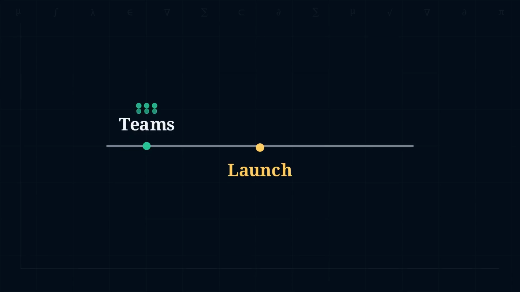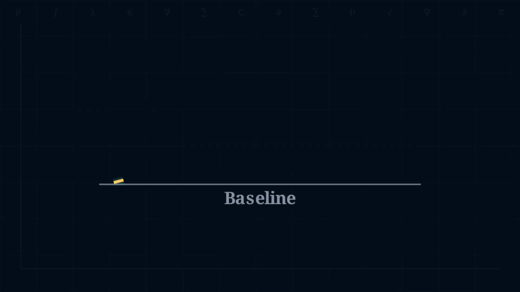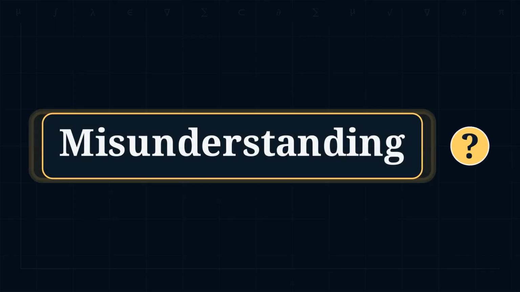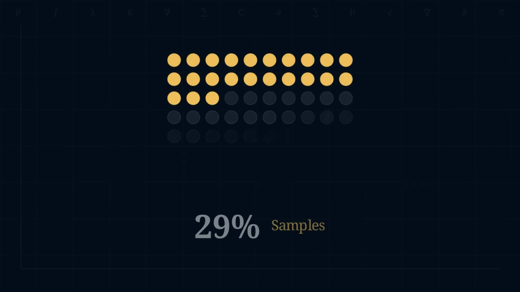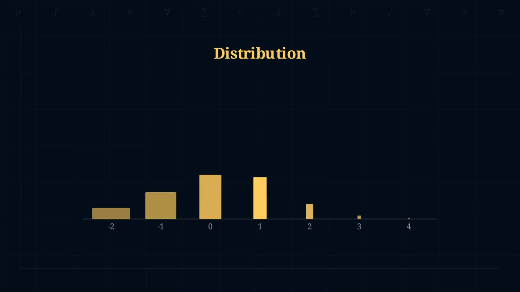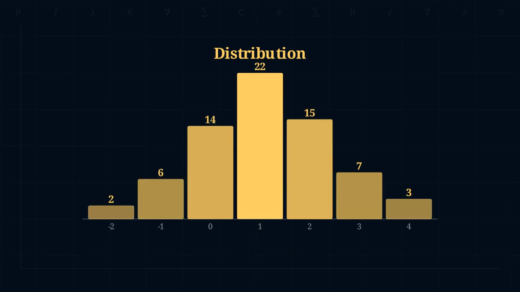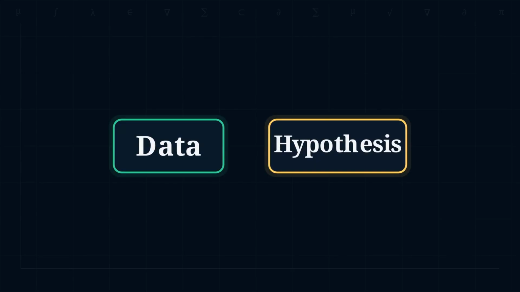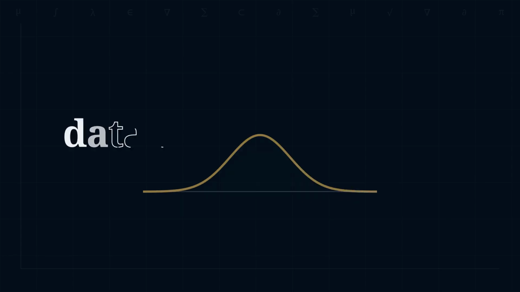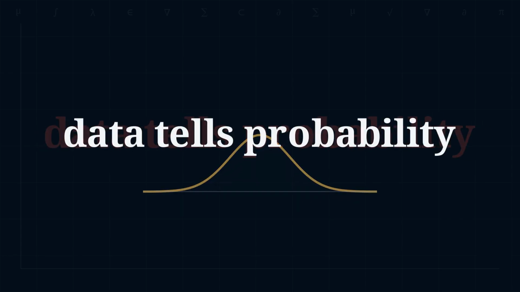Product teams launch features that look promising and then watch their metrics drift back to baseline because they mistook noise for a real effect. The specific misunderstanding is believing that a measured difference is a fact about the world instead of a quantity that would vary if you sampled again. Because of that, they ignore the distribution of the statistic under repeated sampling, and they silently swap the roles of data and hypothesis, pretending the data tells them the probability the claim is true.